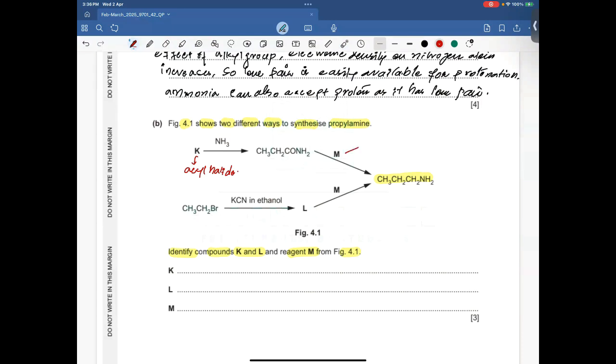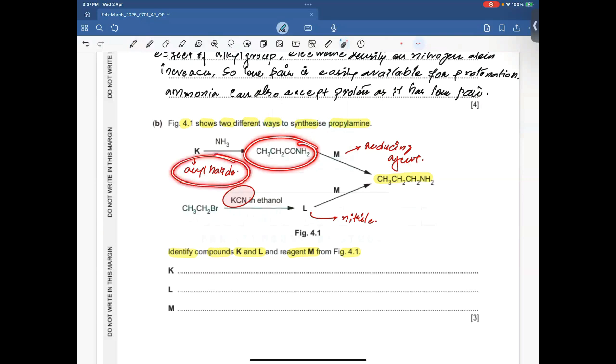All right, and M is basically the reducing agent, because I'm reducing amide into amine, and I'm reducing nitrile into amine. So L is going to be the nitrile thing because I'm reacting it with potassium cyanide. So in order to make propanamide, I will use propanoyl chloride as an acyl halide, okay?